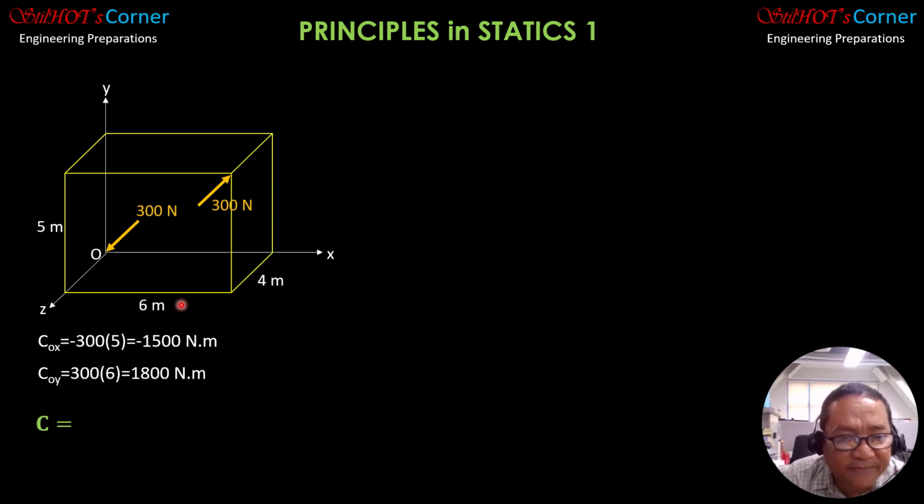Then, in vector form, C equals negative 1,500 i plus 1,800 j Newton meter. The magnitude of this couple is the square root of 1,500 squared plus 1,800 squared. The other way of computing the magnitude of this couple is the perpendicular distance between these two forces, which is the diagonal of this plane. And the diagonal of this plane is the square root of 6 squared plus 5 squared.